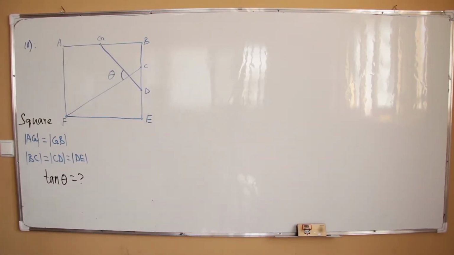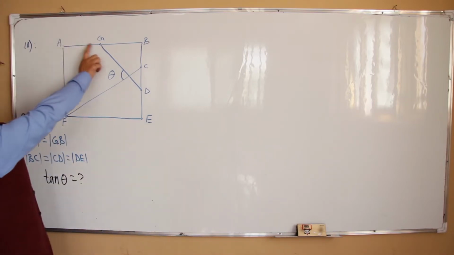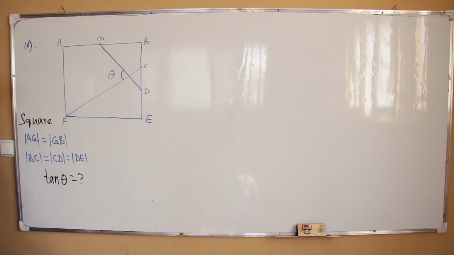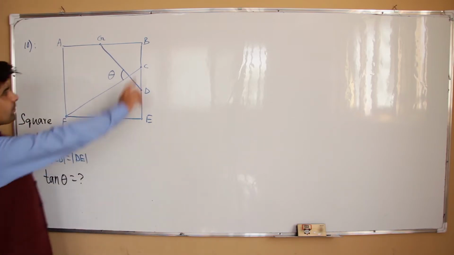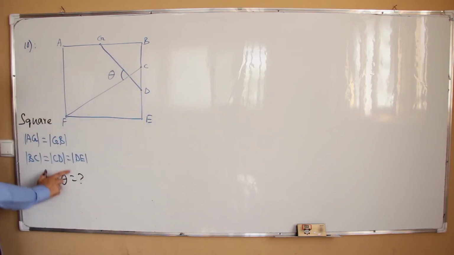Question number 10. We have a square in which AG and GB are equal. This side with this side, it is equal. Now, BC, CD and DE are equal. What is tangent theta?